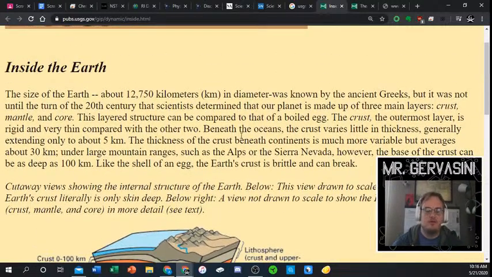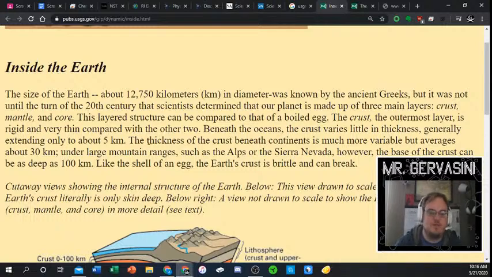The size of the Earth, which is in diameter about 13,000 kilometers, was known by the ancient Greeks, but it was not until the turn of the 20th century that scientists determined that our planet is made up of three main layers: the crust, the mantle, and the core. This layered structure can be compared to that of a boiled egg. The crust, the outermost layer, is rigid and very thin compared to the other two, kind of like the eggshell. Beneath the oceans, the crust varies a little in thickness, generally extending to only about 5 kilometers.